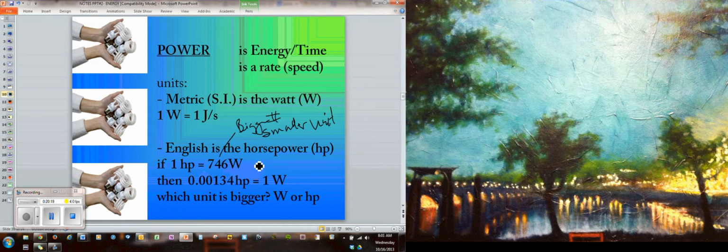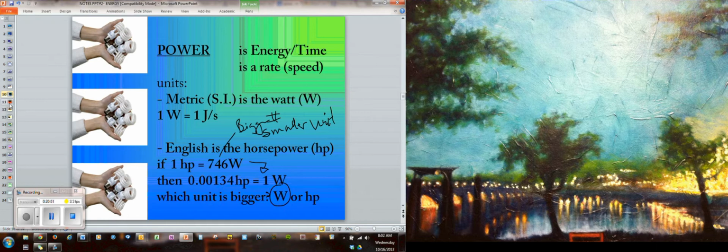Quick pause here for a second if you need to pause and think before I tell you the answer. How did we get from that conversion factor to this one? And the answer is we divided both sides by 746. 746 divided by itself turns into 1. Grab a calculator. Take 1 and divide it by 746 and you should get this number. And we already answered this question here. The watt is the bigger unit.